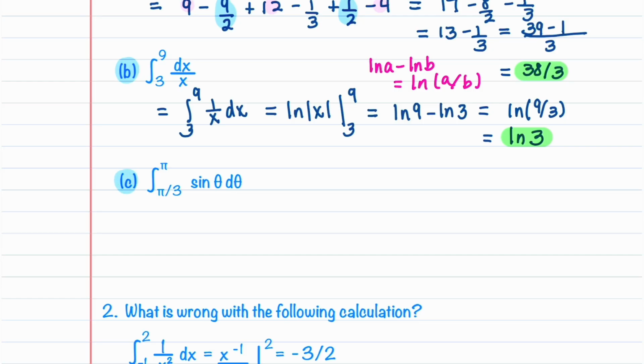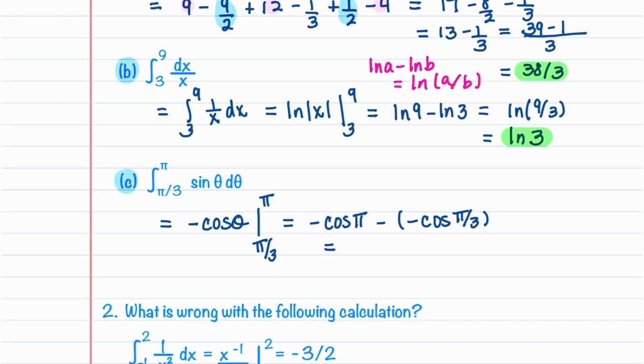Now let's look at part C. In part C, we have the integral from pi over 3 to pi of sine theta d theta. This is going to be the antiderivative of sine theta, which is minus cosine theta. And we're going to evaluate this from pi over 3 to pi. This gives us minus cosine of pi minus cosine of pi over 3. You just have to be careful with negative signs there. The cosine of pi is equal to minus 1. So we have minus 1.